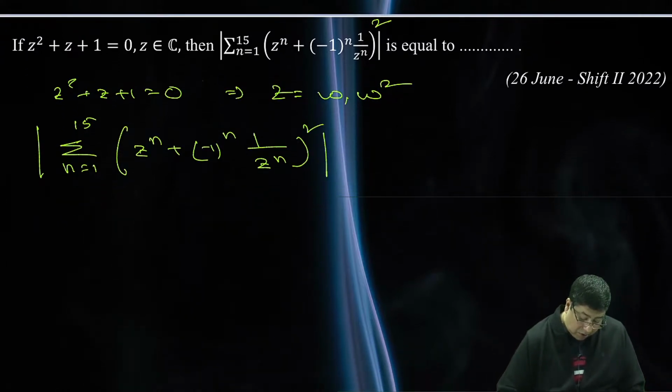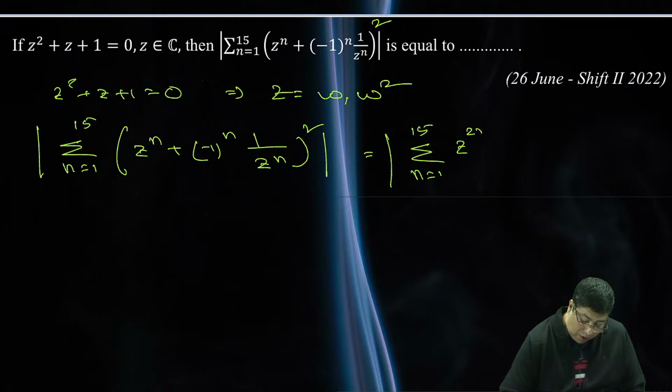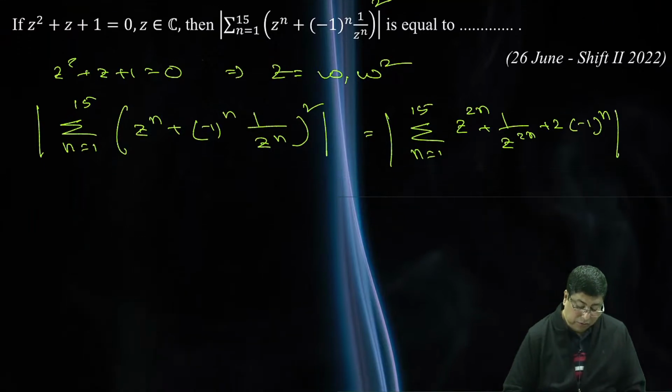So this is coming a square plus b square, summation of n equal to 1 to 15. So a square plus b square minus 2ab. So z to the power 2n plus 1 by z to the power 2n, and plus 2 into minus 1 whole to the power n. Okay, a square plus b square plus 2ab.